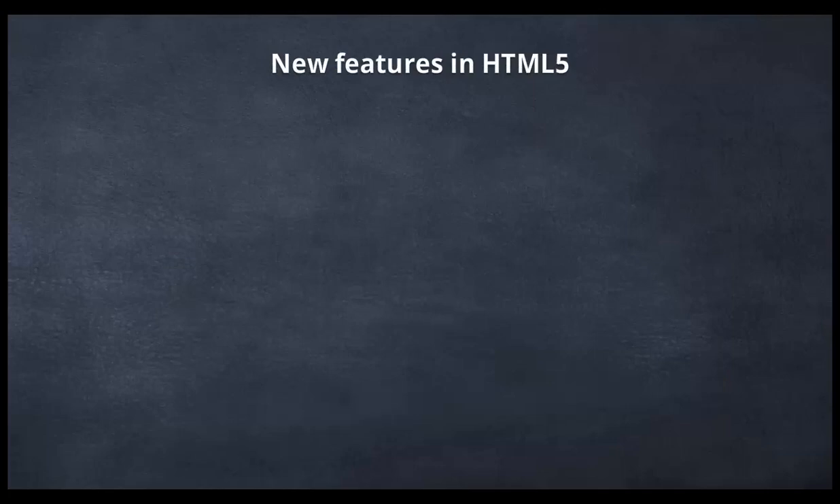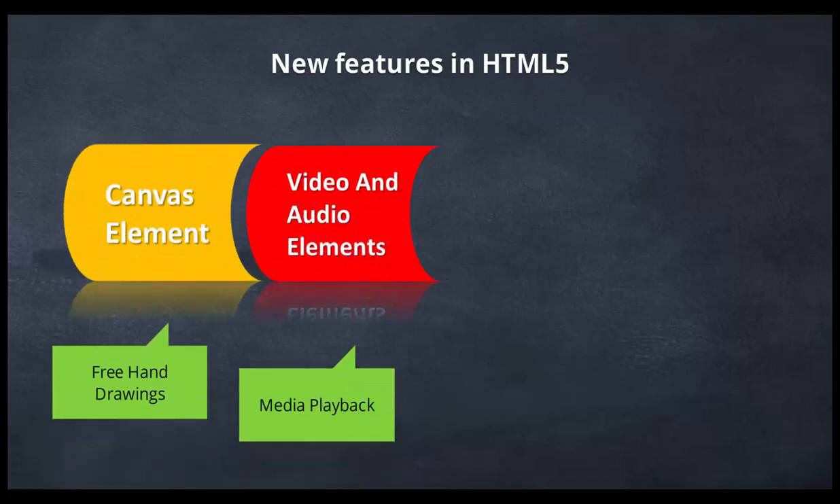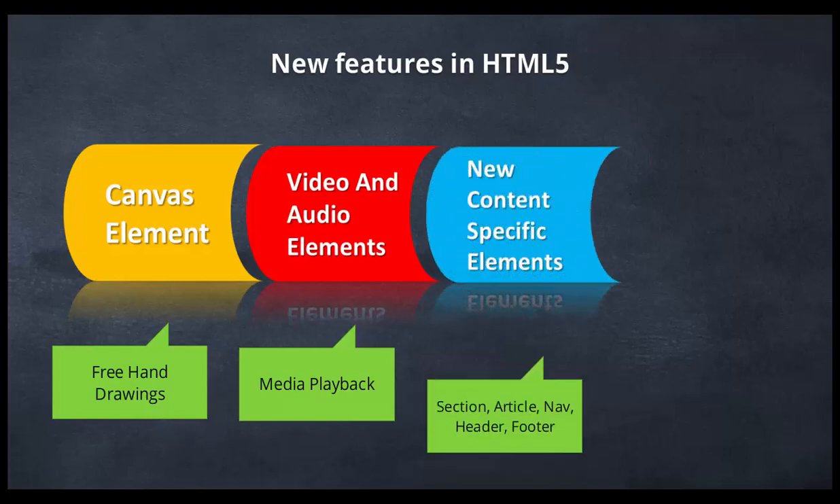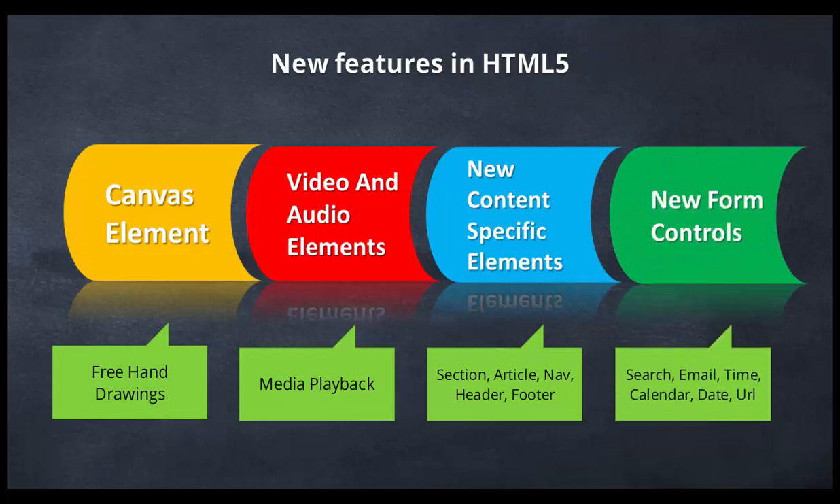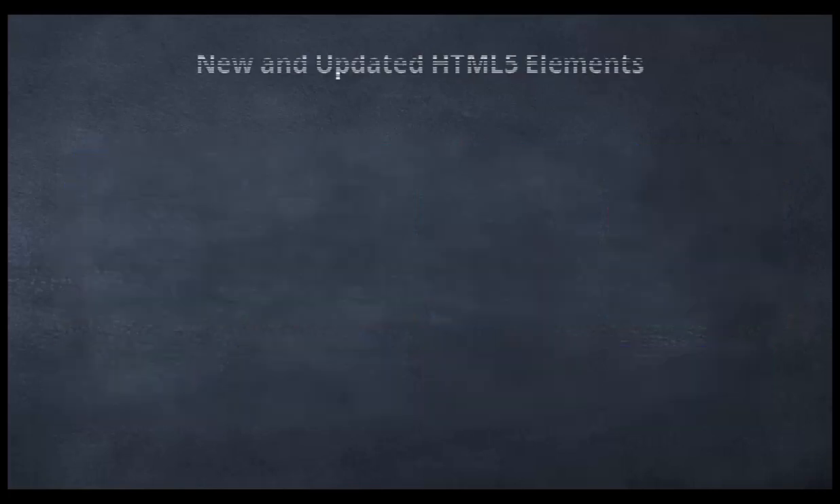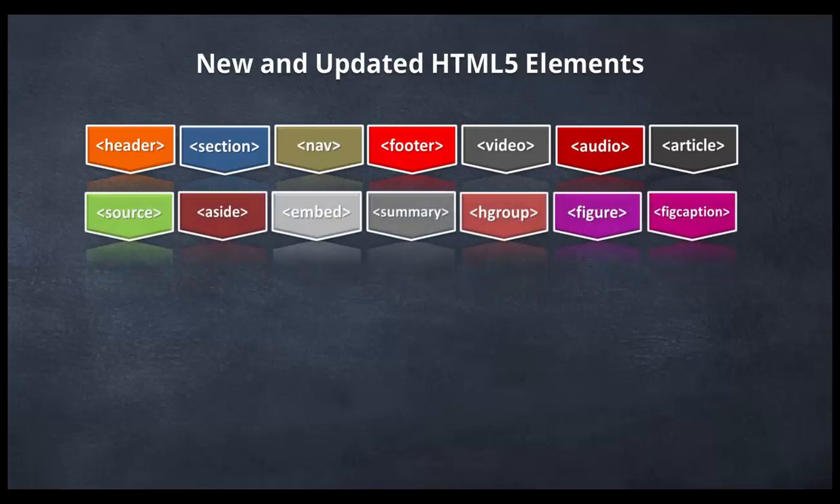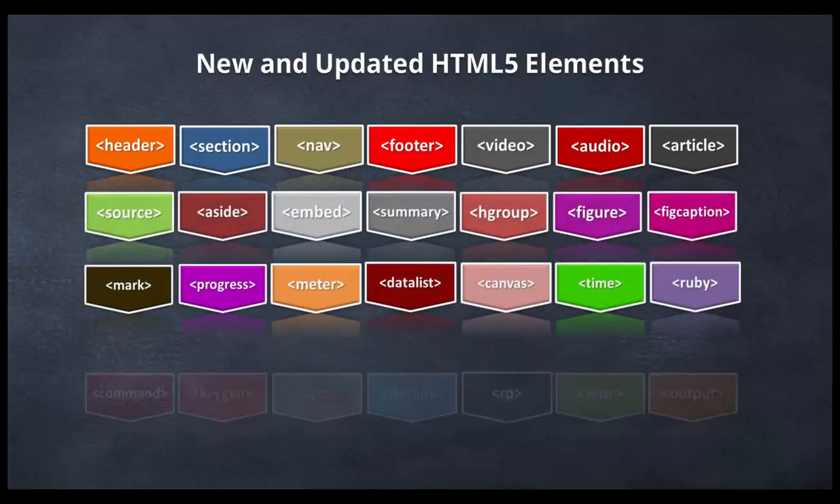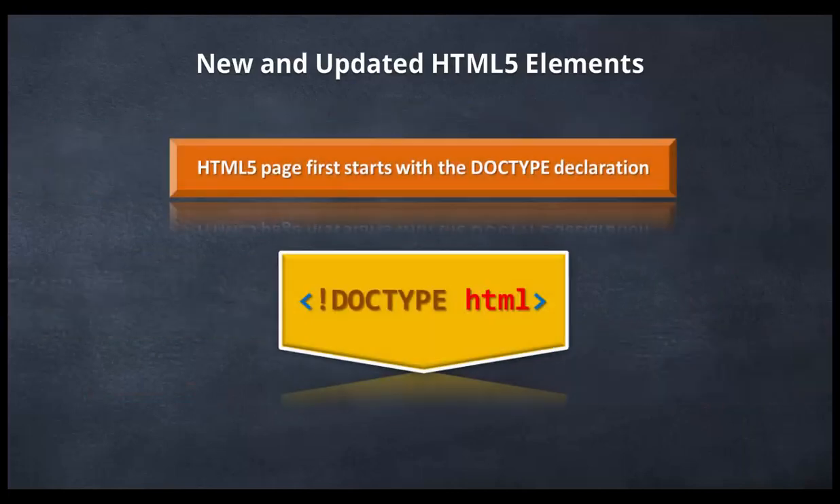Some of the most interesting new features in HTML5 are the canvas element, video and audio elements, new content-specific elements, and new form controls. HTML5 introduces 28 new elements such as updated features. An HTML5 page first starts with the doc type declaration.